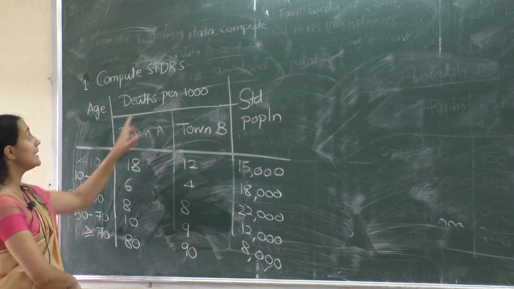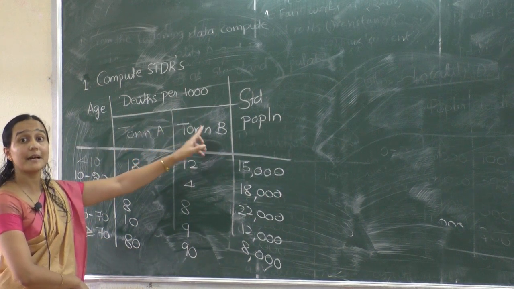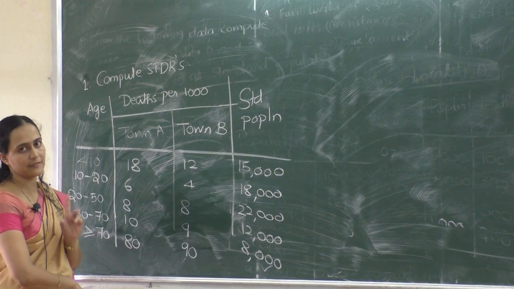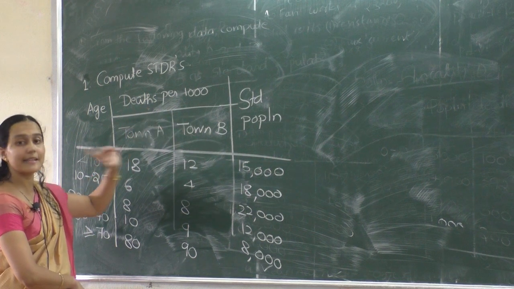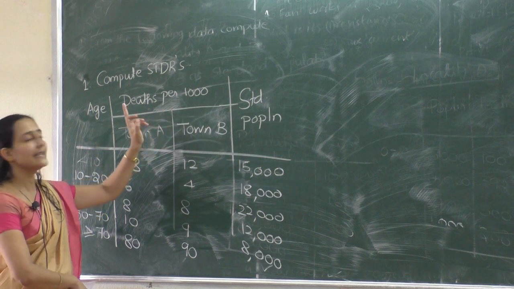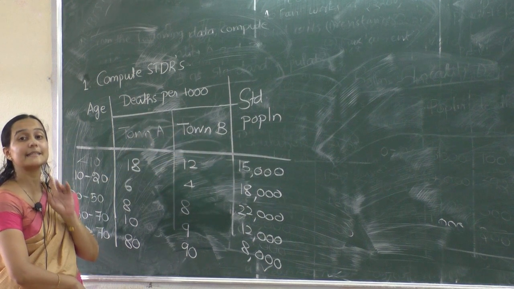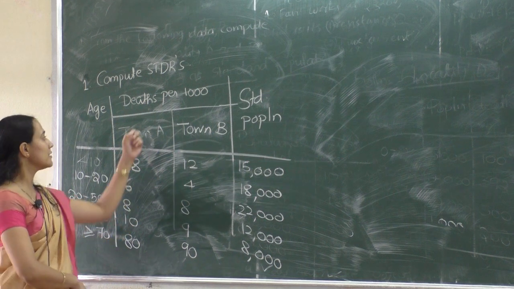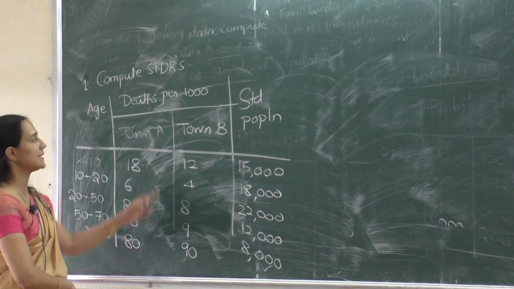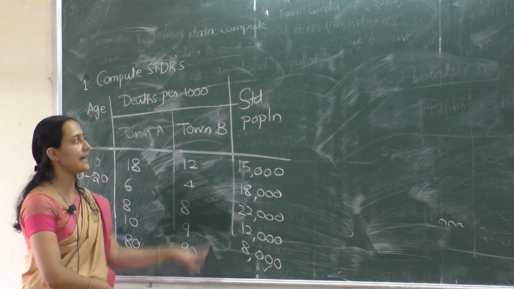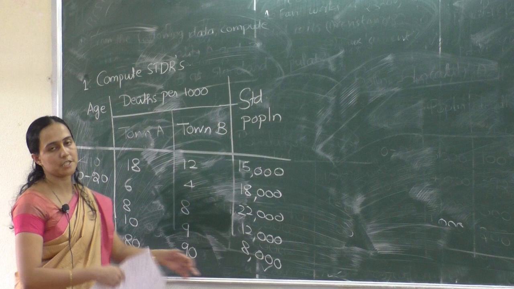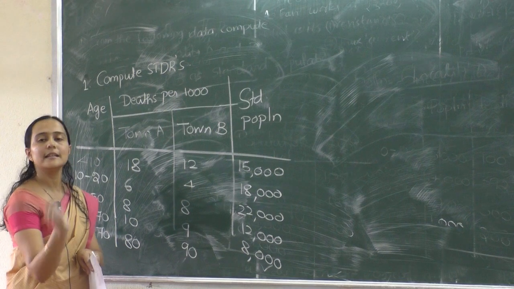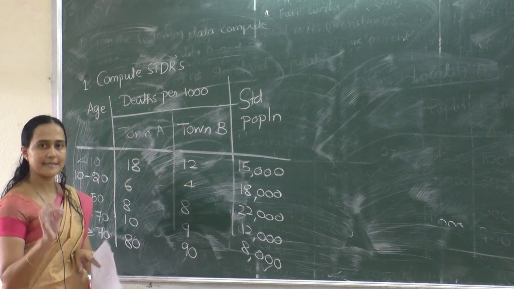Deaths per 1000 in a particular age group is itself the age specific death rate. Sometimes death rates or deaths per thousand are given, and that is the age specific death rate itself. No need to compute it again. This is town A's age specific death rate, this is town B's ASDR, and this is the separate standard population. Just compute P into A in one column and P into B in another column, then sigma PA divided by sigma P, and likewise for B, gives both STDRs.